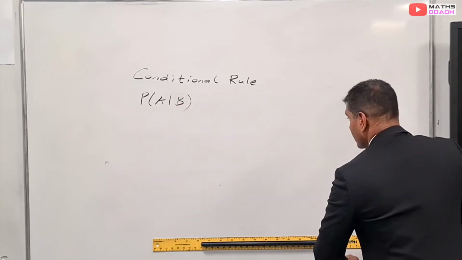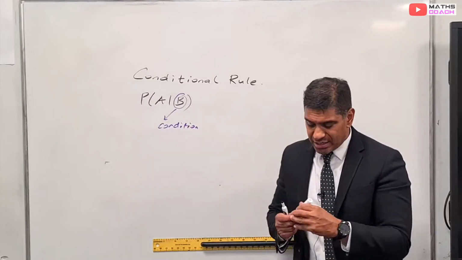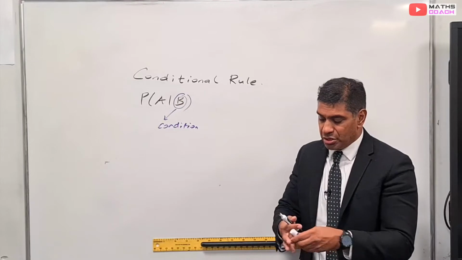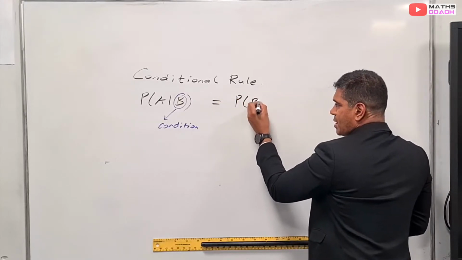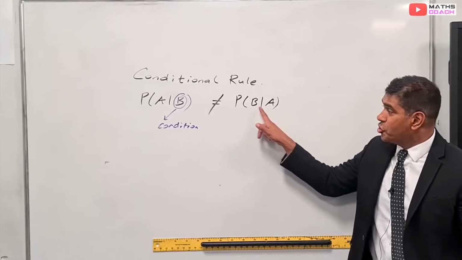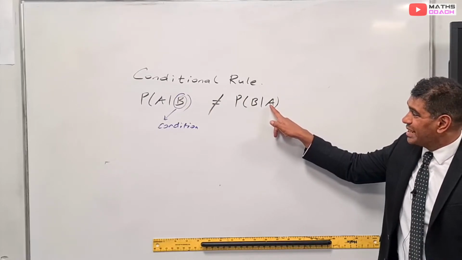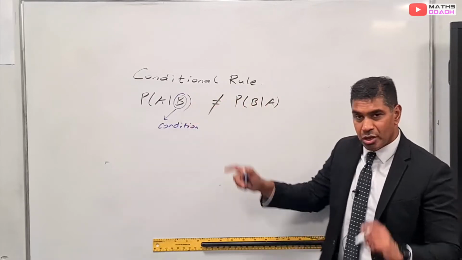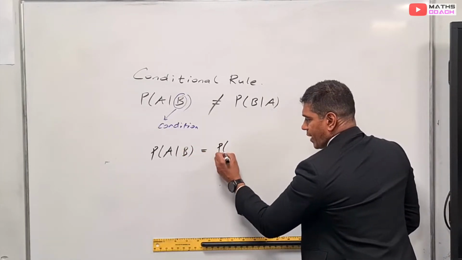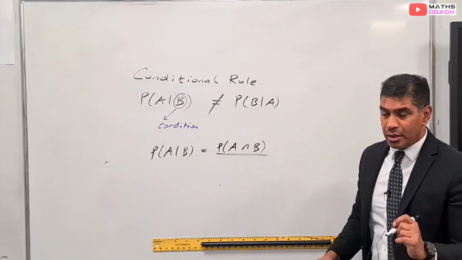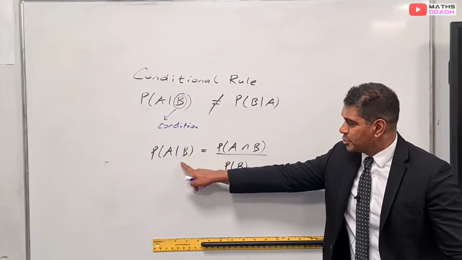And the condition is the event B. What you need to realise is that the letter on the right-hand side is the condition. What you also must realise is that probability of A, line, B, and probability of B, line A is actually not the same thing. Here the condition is B and here the condition is A, because the letter on the right-hand side denotes the condition. So let's go to our formula. Probability of A given B, or condition B, equals probability of A and B over the condition, probability of B.